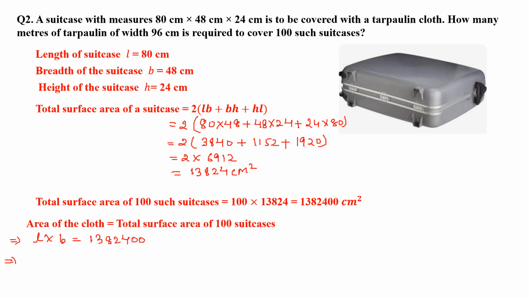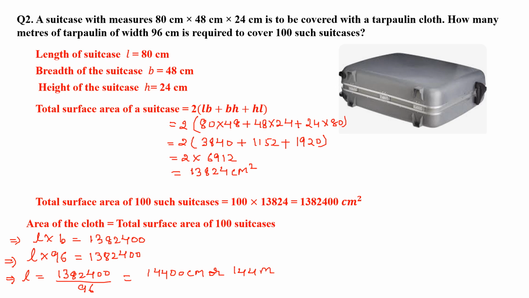13,82,400. Now width is already given as 96. I am going to substitute it. So it will be 13,82,400, and from here if you have to find the length, you have to divide it. And if you divide it by 96, you are going to get your answer as 14,400 centimeter, or you can give the answer in meter also, it will be 144 meter. So the length of the cloth needed will be 144 meter.